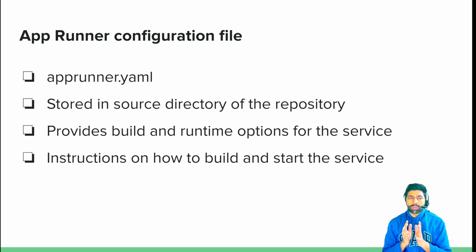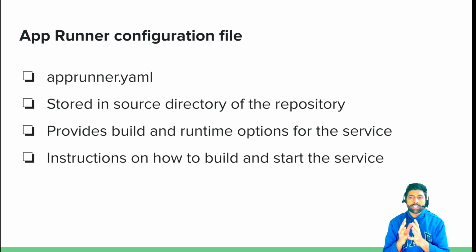Now I will talk about the App Runner configuration file. So when you create an AWS App Runner service using a source code repository, AWS App Runner requires information about building and starting your service. So you can provide this information each time you create a service using the App Runner console or API. Alternatively, you can set service options by using a configuration file.